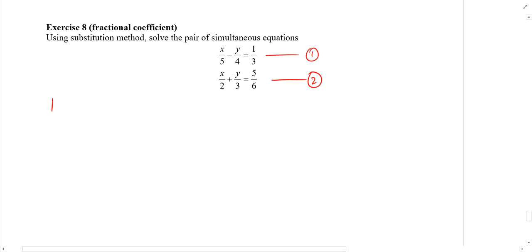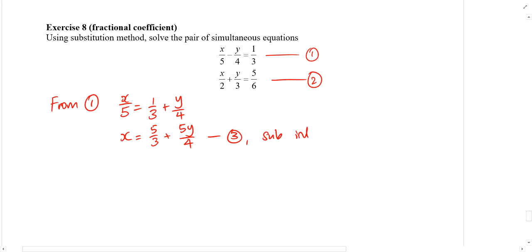So let me just start with equation number 1. From equation number 1, I don't like to see fractions. I like to get rid of denominators. There are different approaches you can take for this. I still want to make x the subject. So x over 5 equals 1/3 plus y over 4. Then I get rid of the 5 in the denominator. So x equals 5 over 3 plus 5y over 4. This is my x. I call this equation number 3.